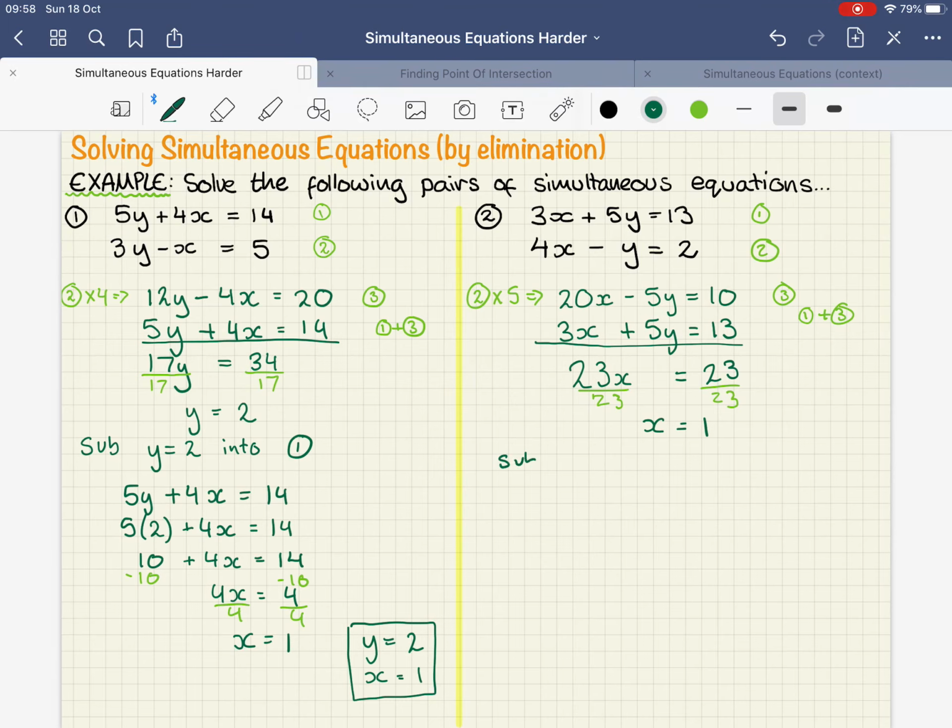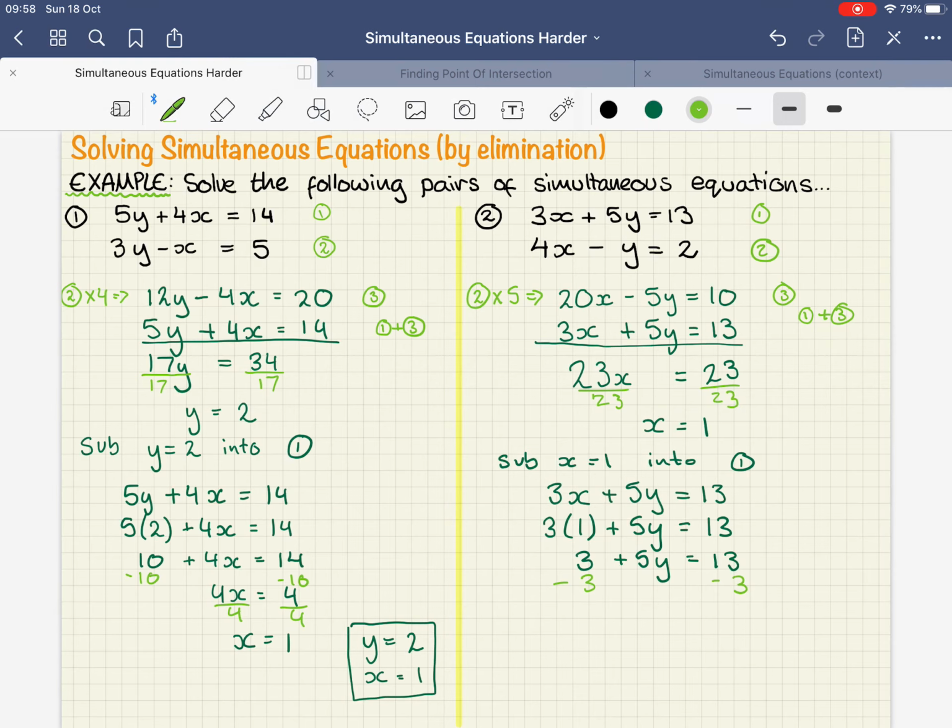And I'm going to substitute that value in, so sub x equals 1 into, and I'm going to choose equation 1, because again there's no negatives, it makes life just a little bit easier. So writing out that formula again, I've got 3x plus 5y equals 13. So it's going to be 3 times 1 plus 5y equals 13. So that's 3 plus 5y equals 13.